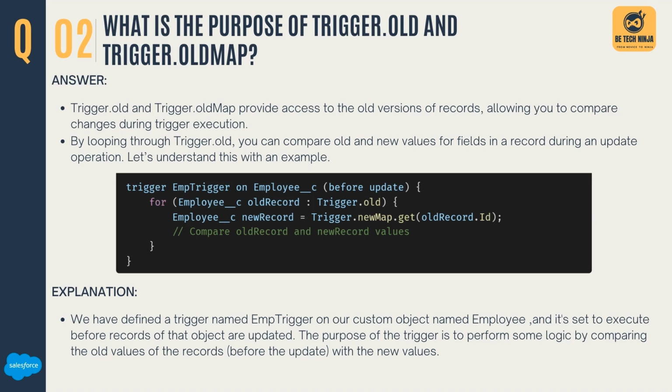In order to understand this, let's go through the attached code sample. In the attached code example, we have defined a trigger named EMP trigger on our custom object named employee, and it's set to execute before records of that object are updated. The purpose of the trigger is to perform some logic by comparing the old values of the records before the update with the new values.